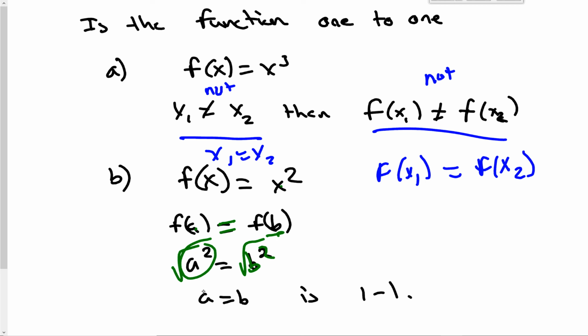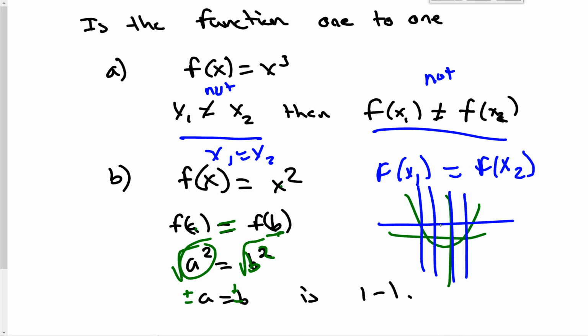But whenever I square root, I get a plus or minus. And we can see from the graph of x squared that it's actually not 1 to 1. It's a function, but it's not 1 to 1 because it fails the horizontal line test. So this is not 1 to 1. So remember, when you square root, you have a plus or minus, because this could be positive a equals negative b, which would not be true, since a doesn't equal b. Or it can be positive, which would be true.